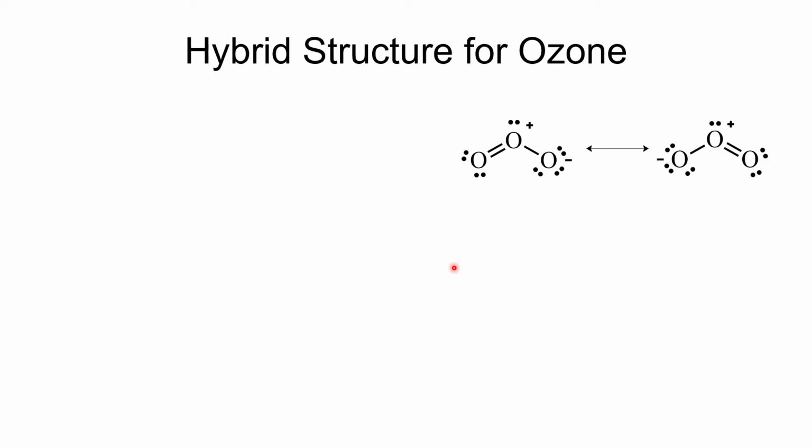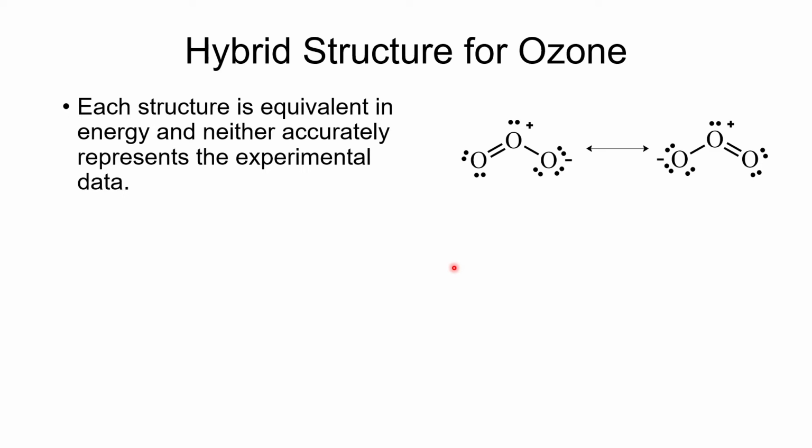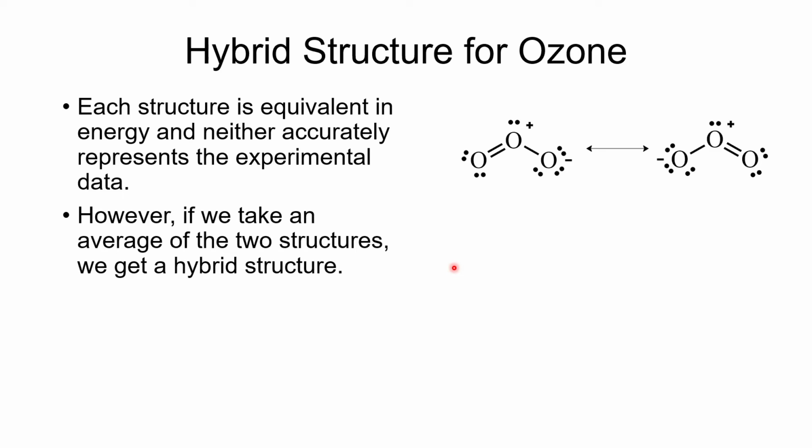And we do hybrid structures in organic all the time. For this class, I'm just going to show you what it is, but you won't have to do a hybrid structure on your own. So each structure is equivalent in energy, and neither accurately represents the experimental data. And so if we take the average of the two structures, we get what is called a hybrid structure. And the hybrid structure, instead of having a double bond on one side and a single bond on the other, we're going to have about 1.5 bonds on each side, so two equivalent bonds.